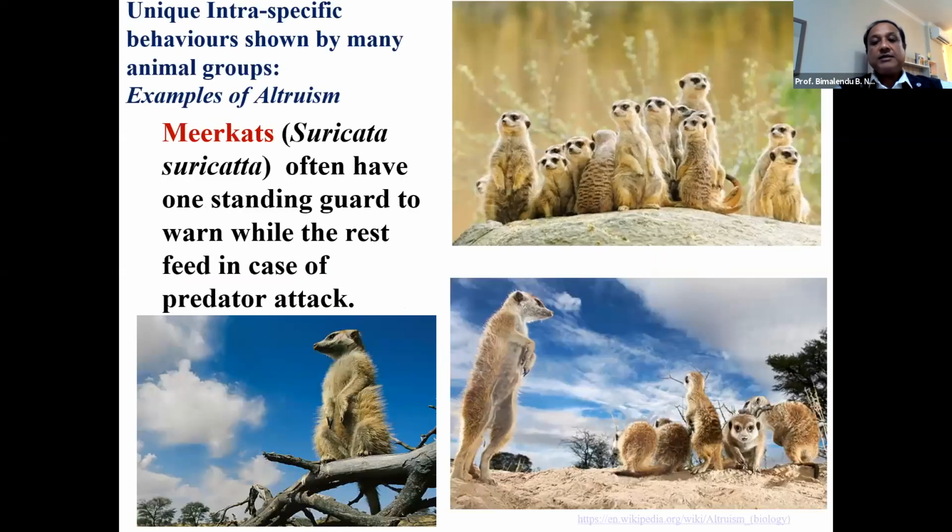Okay, so this picture shows a meerkat, Suricata suricatta. So often you will see that they are guarding the group, watching whether predators are approaching from any side or not, and many times they fall prey to the predator while saving others. So they give a warning signal, an alarm signal, and many times they lose their lives. So they are called altruists.